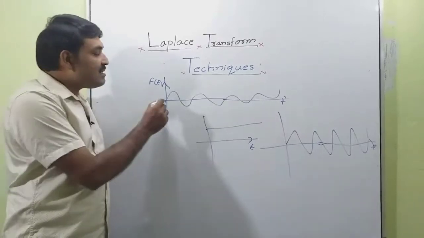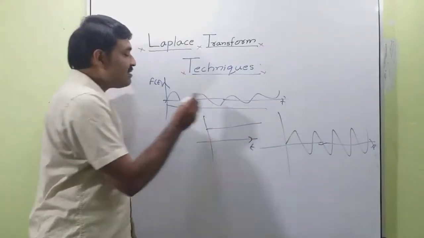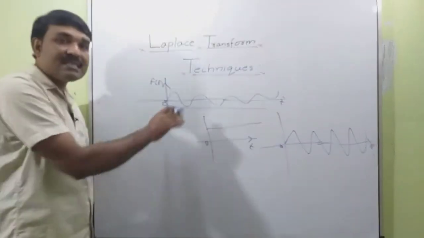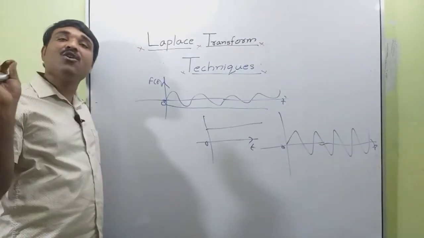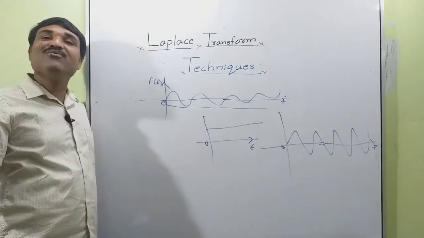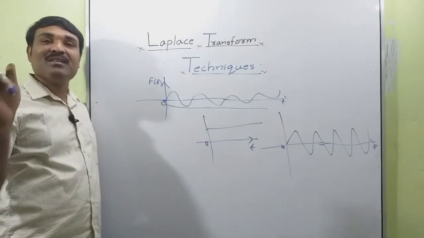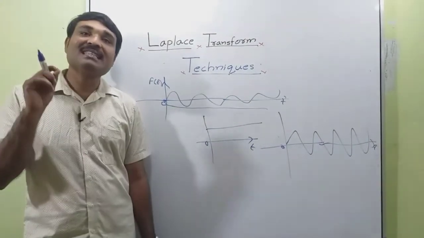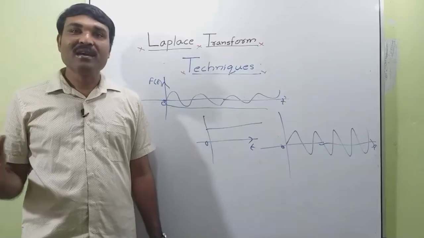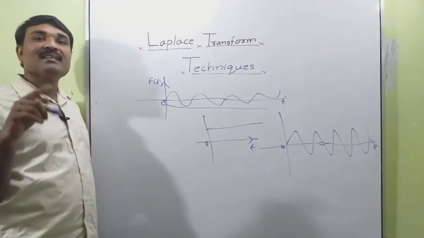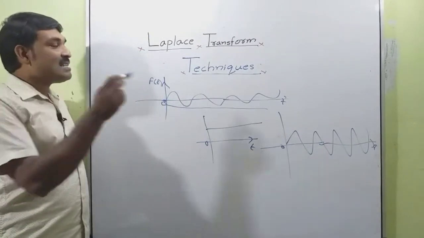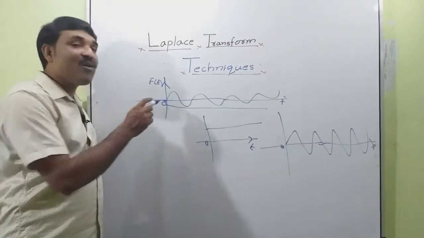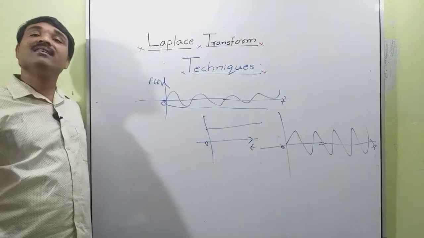All the signals are defined only for t greater than 0. This is our origin. For all these three signals that I randomly drew, the signal exists only for t greater than 0, and f of t in these three cases is equal to 0 for t less than 0. So I am first going to define the Laplace transform of a single-sided signal, for the signal which exists only for t greater than or equal to 0.